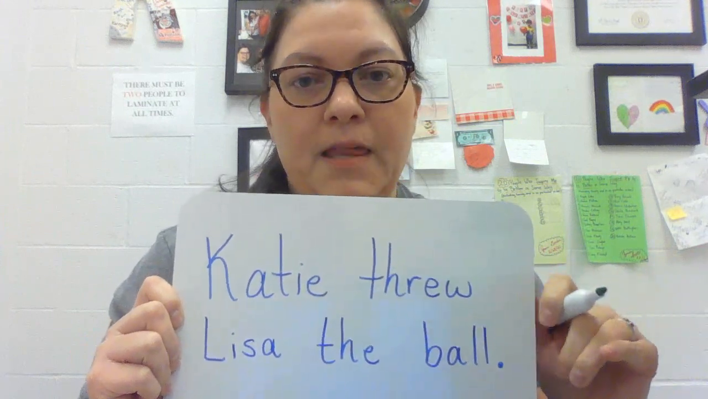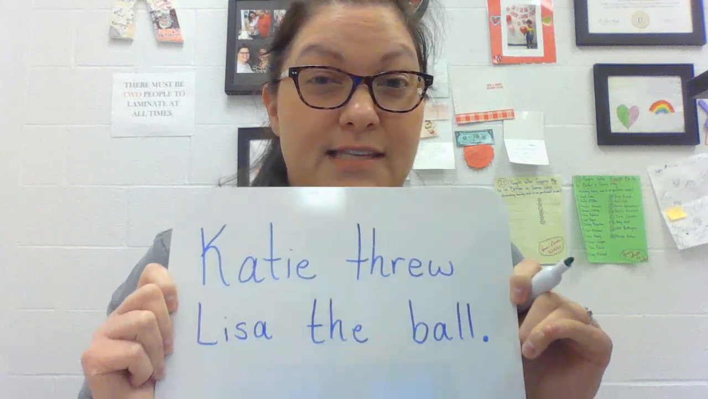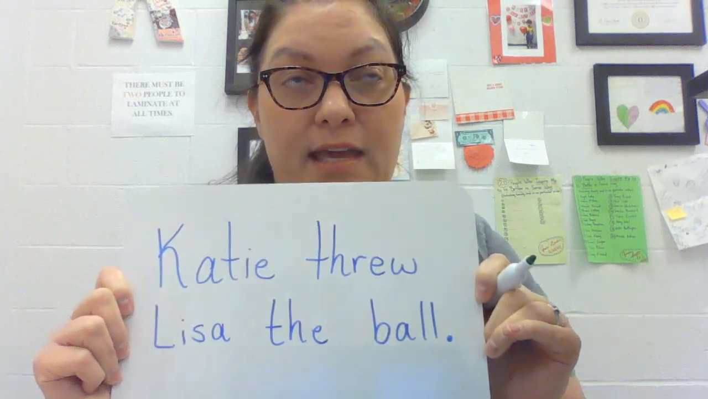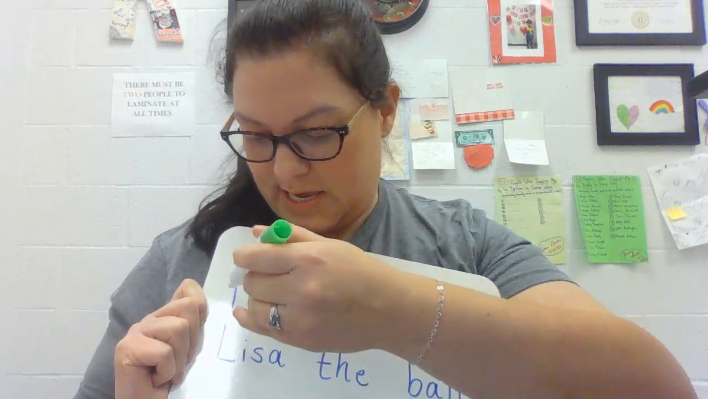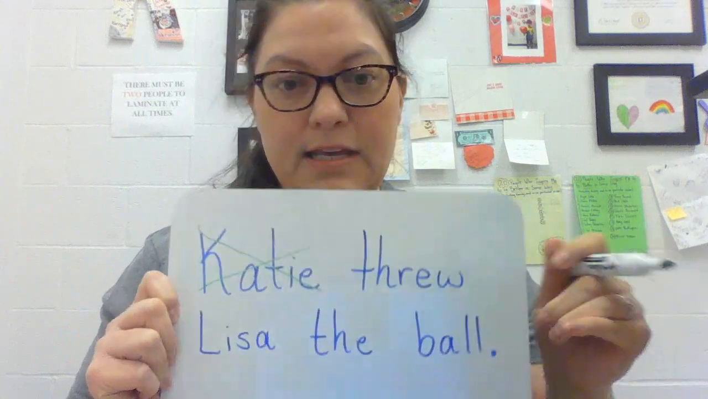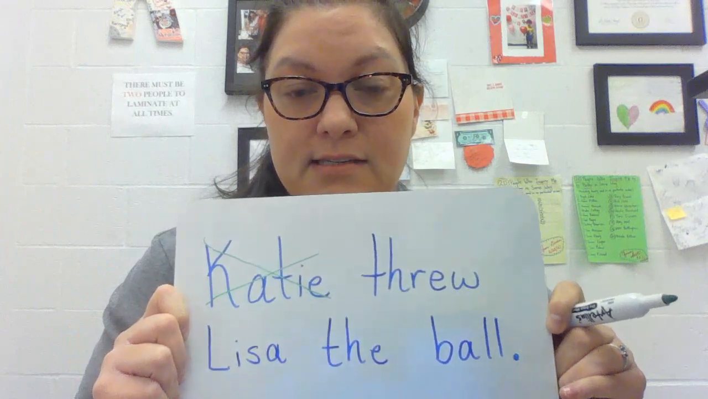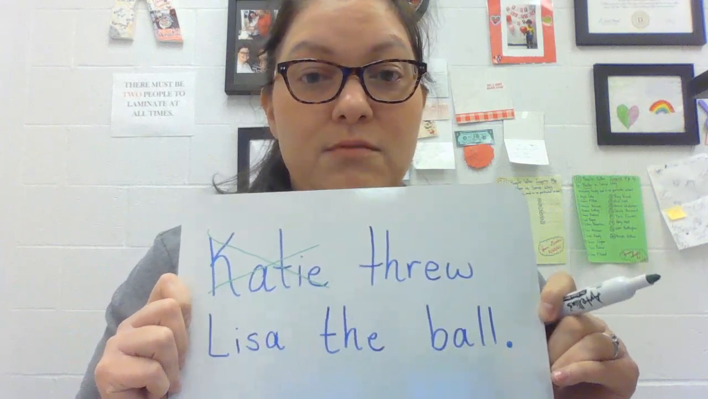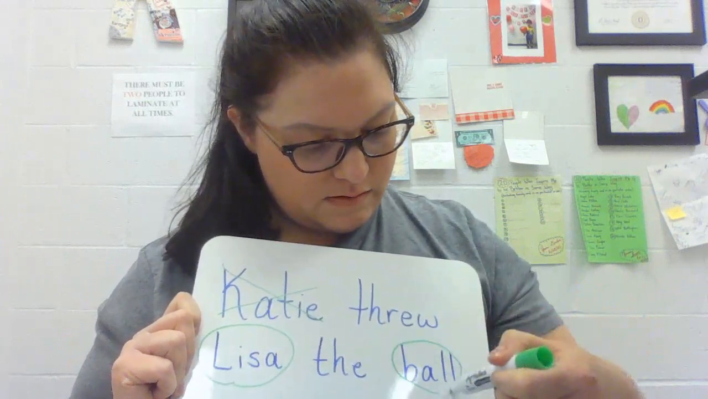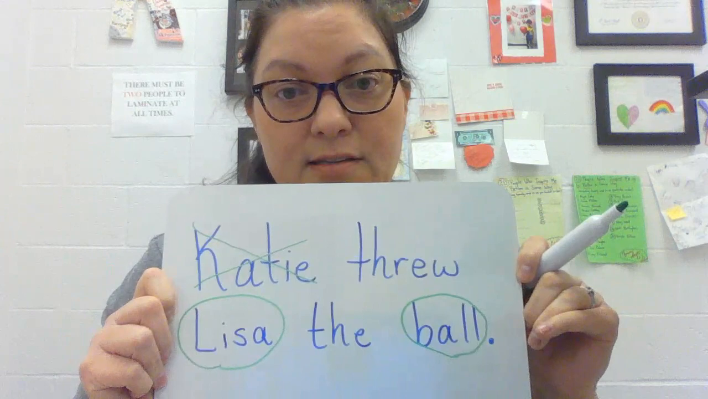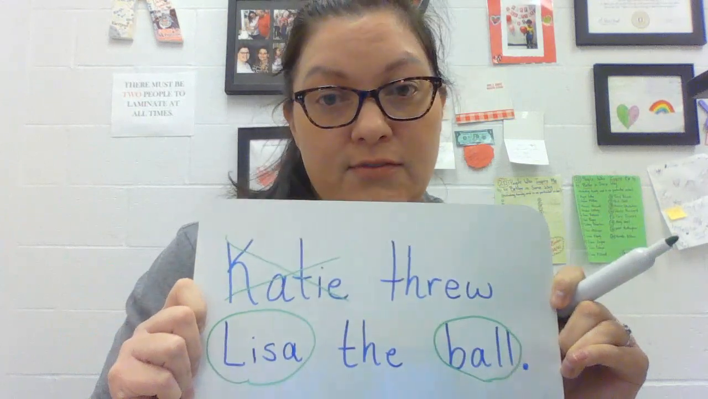She threw something. Objects are nouns in the sentence that aren't the main subject. If Katie is our subject, I'll just cross her out. Katie is our subject, so she's not going to be our object. But we have 2 other nouns in the sentence that aren't the subject. Our 2 other nouns are Lisa and ball. One of which is going to be a direct object and the other is going to be an indirect object.